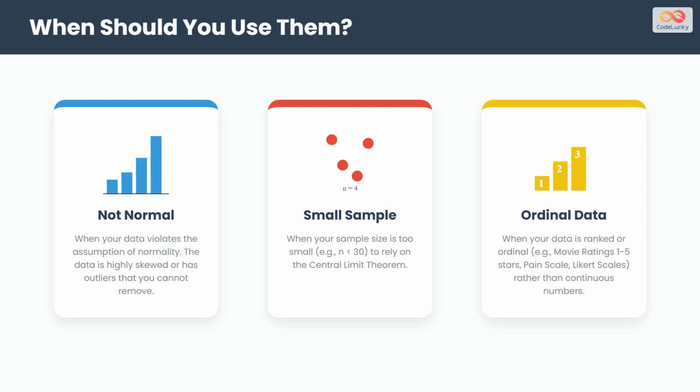You might be wondering, when should I actually use these tests? There are three main scenarios. First, when your data is not normal, meaning it is skewed or has outliers that skew the mean. Second, when you have a very small sample size, typically under 30, where it is unsafe to assume normality. And third, when you are working with ordinal data, like star ratings or surveys, where the difference between first and second place isn't necessarily the same as between second and third.